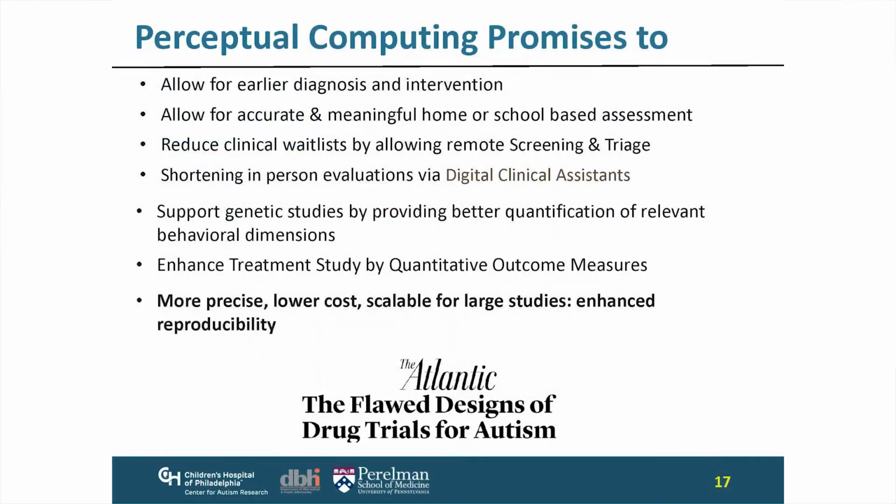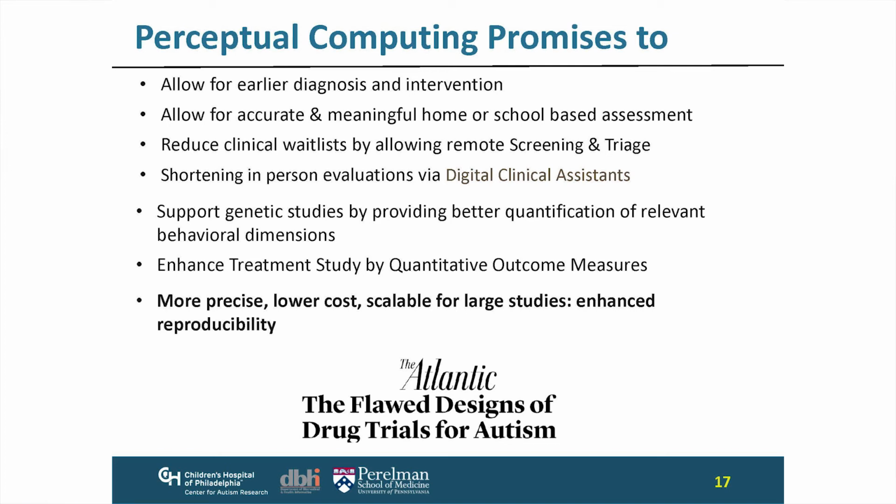It can be put into the home so we can get big data. It can reduce wait lists. You know, most places have 9-month wait lists. Can we triage people? Can we screen? Can we make a decision? You know, Johnny doesn't need to see the most expert autism expert. They just need to see a nurse practitioner because their needs are so clearly lesser than someone else's.